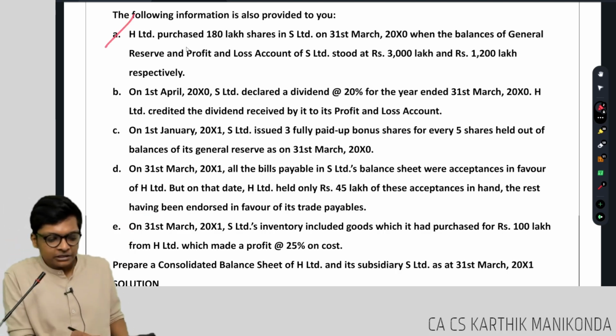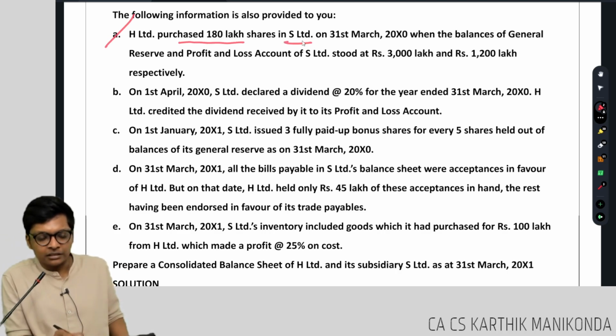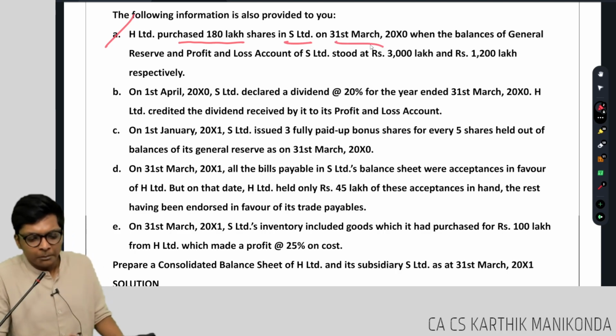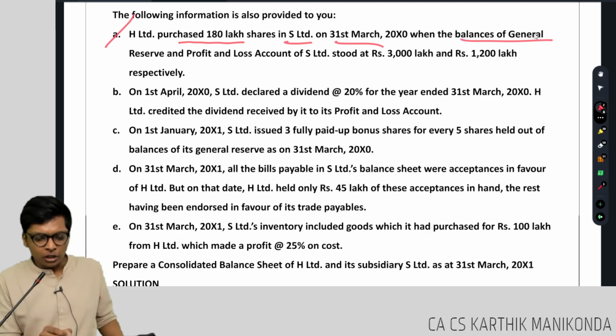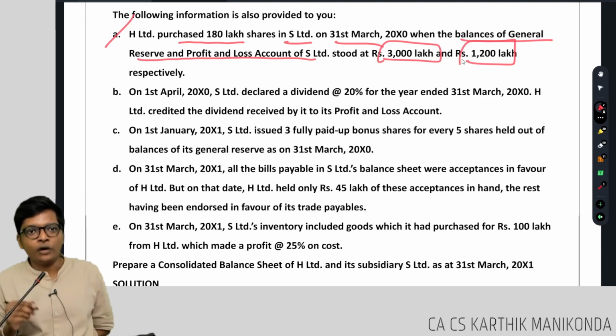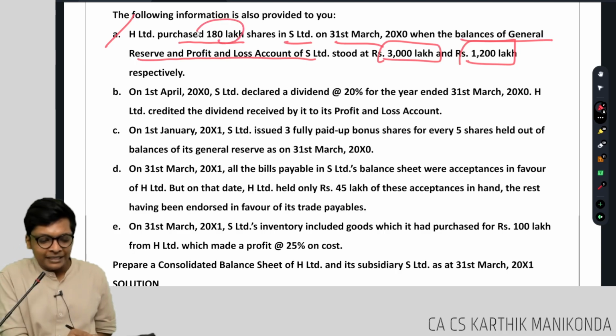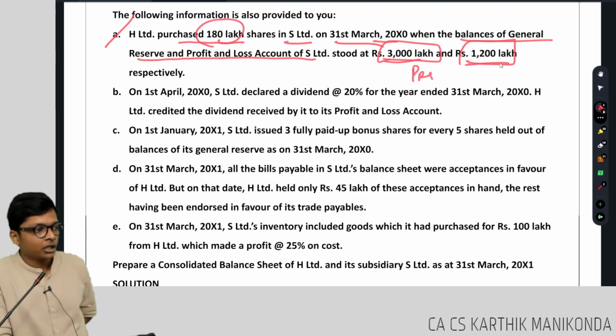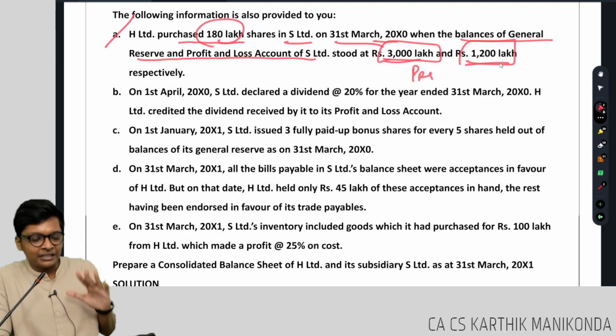First, H Limited purchased 180 lakh shares in S Limited on 31st of March, when the balance of general reserve and profit and loss account of S Limited stood at 3000 lakhs and 1200 lakhs. So this is the detail of date of acquisition. I acquired 180 lakhs on 31st March 2020. That day my pre-acquisition reserves on the date of acquisition are 3000 and 1200. Clear guys, similar adjustment, nothing new.